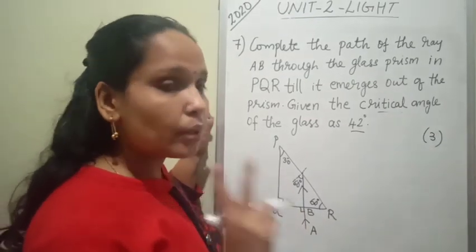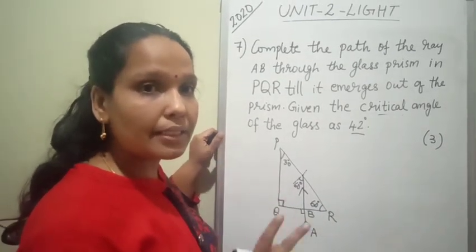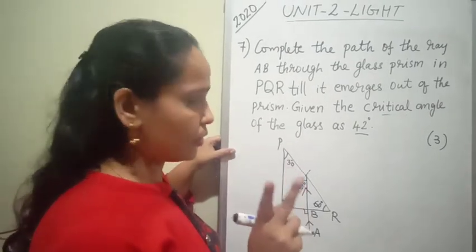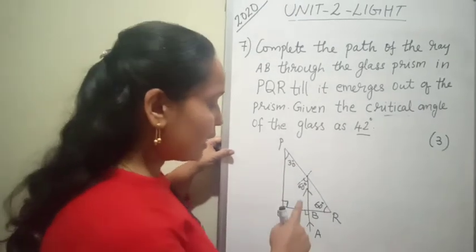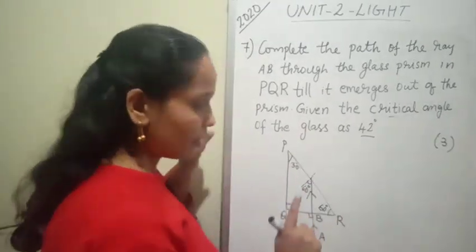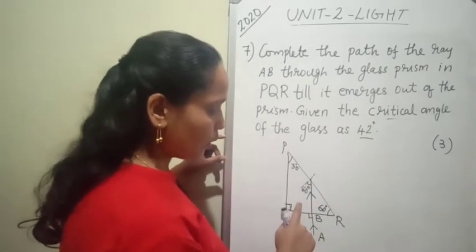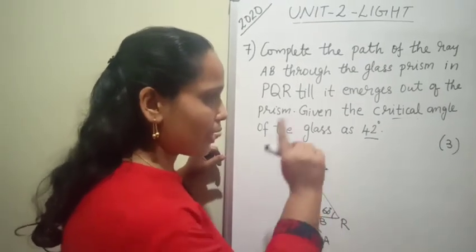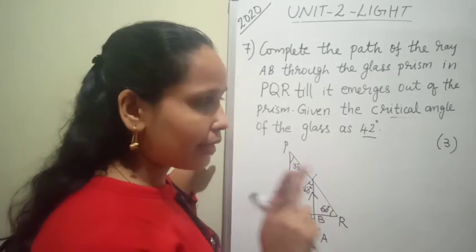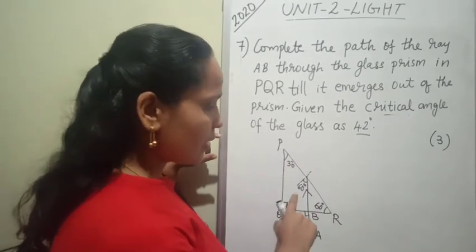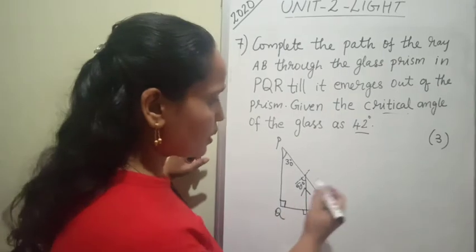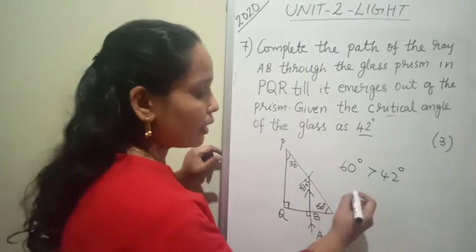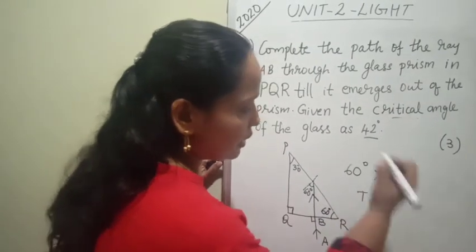We have 2 conditions for total internal reflection. Okay, what is the condition for total internal reflection? There are 2 conditions. One, the ray must travel from denser to rarer medium. So here the first condition is satisfied. The ray is going from denser. This is denser medium, glass. Glass to air means denser to rarer medium. First condition fulfilled. The second condition is angle of incidence must be greater than the critical angle. You see here 60 degree is greater than 42 degree. So here total internal reflection takes place.